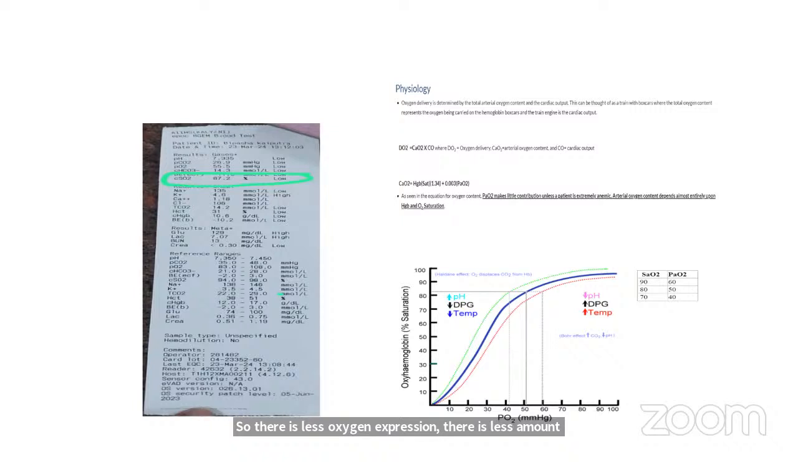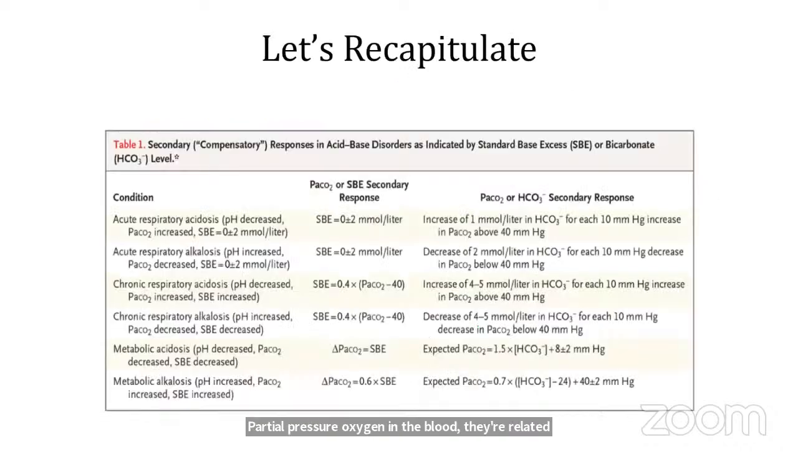We often get confused, usually in the beginning of our training days. So it's good to have a clear idea of how SO2, oxygen saturation, and PO2, partial pressure of oxygen in the blood, are related. Okay. So my last slide is, let's recapitulate.